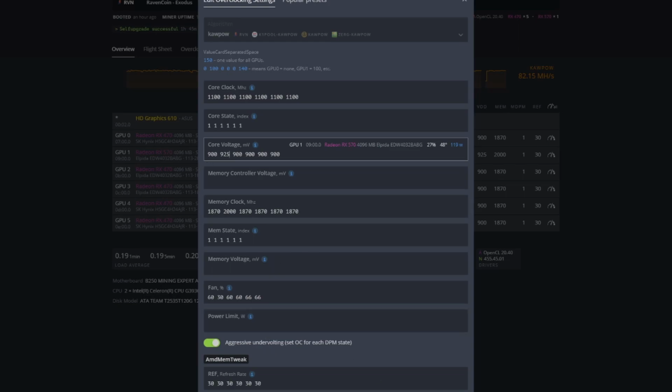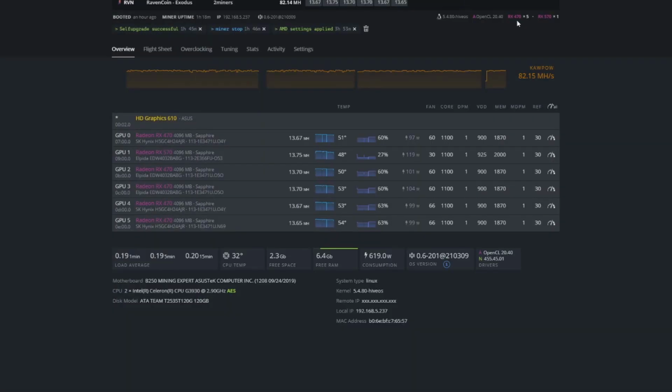But what I have found, though, is take a look at my fan. My fan is down to 30% GPU fan usage. So this card, the 570, runs cooler than the 470s, but requires more power in order for me to get it at the current hash rate that I'm at.